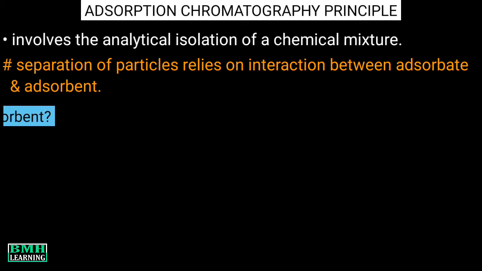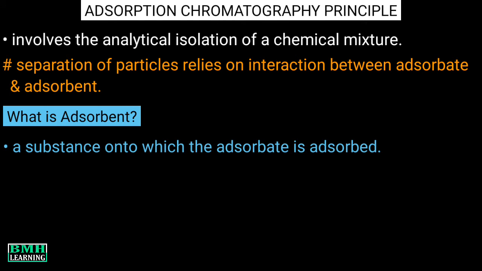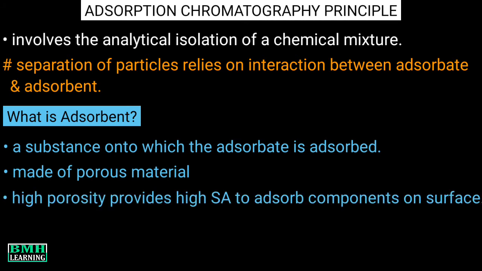Now, what is this adsorbent? Adsorbent is a substance onto which the adsorbate is adsorbed. This will make more sense when you know about the stationary and mobile phase. The adsorbent is generally made porous in nature. The high porosity provides the adsorbent a high surface area so that it can adsorb components on its surface.